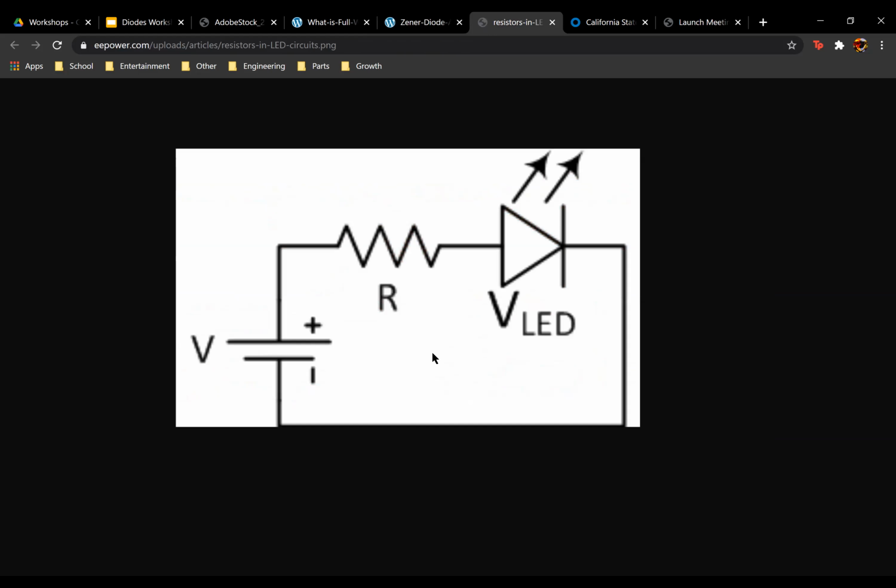And the last application that we have for diodes are LEDs. These are called light emitting diodes, and they're basically colorful diodes that light up when you apply a certain amount of voltage, a certain amount of current, and you add a resistor in there.